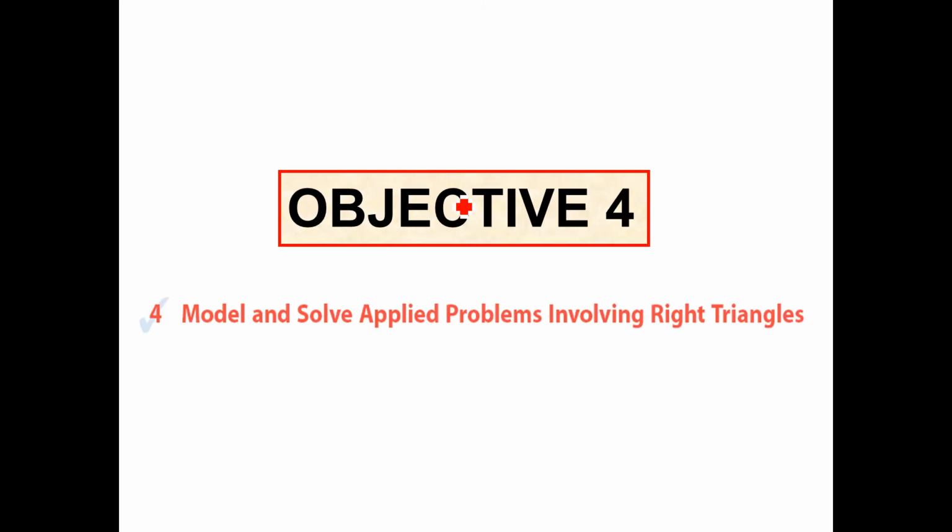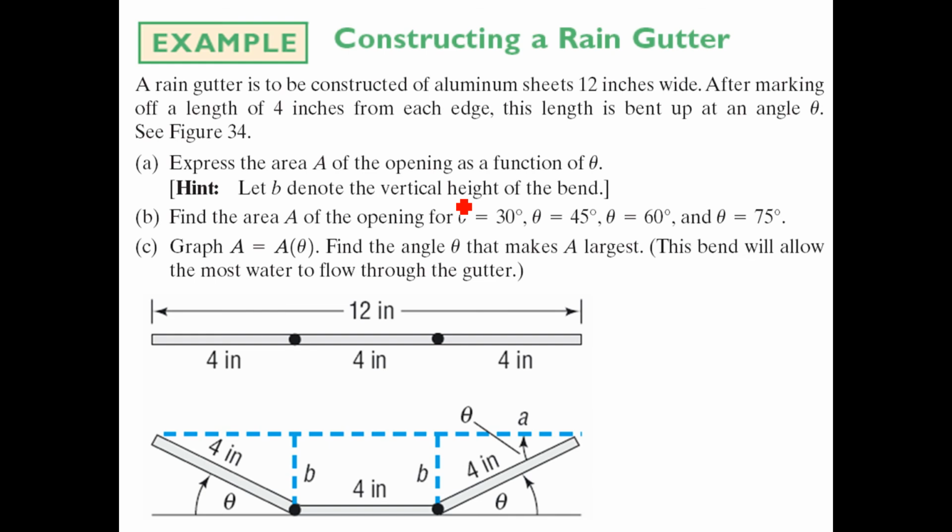Okay, so now what are we actually going to use this for? Let's use these for some applied problems. All right, so constructing a rain gutter. So we have this flat sheet of metal that's 12 inches long. At the 4-inch mark, we're going to bend it up some degree theta. All right, so by the law of opposite internal sides, this is also theta. Let's figure out what the area of this whole thing is here.